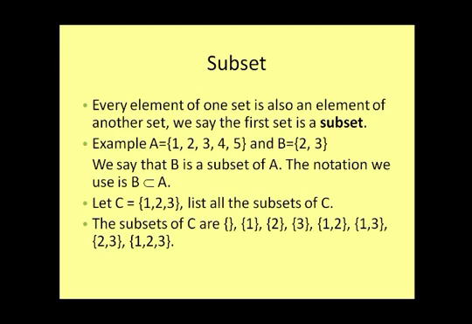And the example number 2, let's say C is 1, 2, and 3. List all the subsets of C. The subsets of C are empty set, {1}, {2}, {3}, {1,2}, {1,3}, {2,3}, and {1,2,3}. So the number of subsets of C is 8.